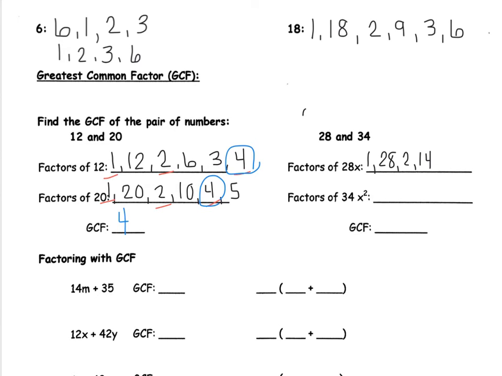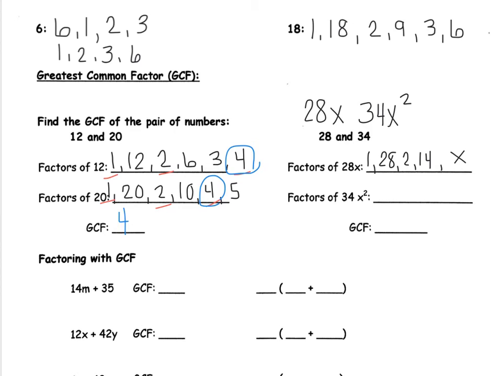So this should really be 28, oops, making all sorts of mistakes here. I'm going to change this to 28x and 34x squared. Change that on the fly. So my factors of 28 are 1, 28, 2, and 4. But then notice I also have an x.